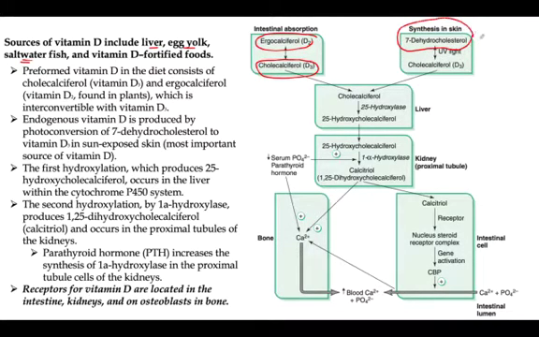However, the major source of vitamin D is from the skin, where 7-dehydrocholesterol in the presence of UV light present in the sunlight is converted to cholecalciferol, that is D3. And as I mentioned in the slide, and you should remember this, it is the most important source of vitamin D.